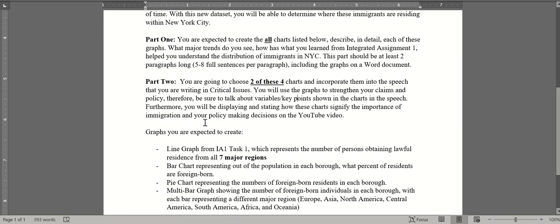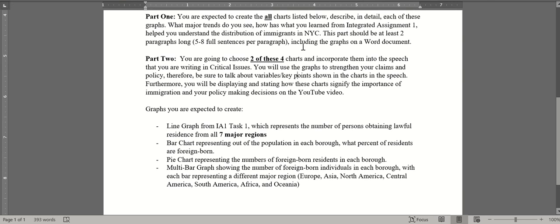Part 2, right? What you're going to do for part 2 is you're going to choose 2 out of these 4 charts, right? So you have 4 charts over here. Out of the 4, you're going to choose any 2 you want, and then incorporate them in the speech that you're writing in critical issues. Remember, in critical issues, you guys are writing a speech that talks about the oral history, and then you have a policy making component, right? So I want you to choose 2 of these graphs and incorporate them, right?